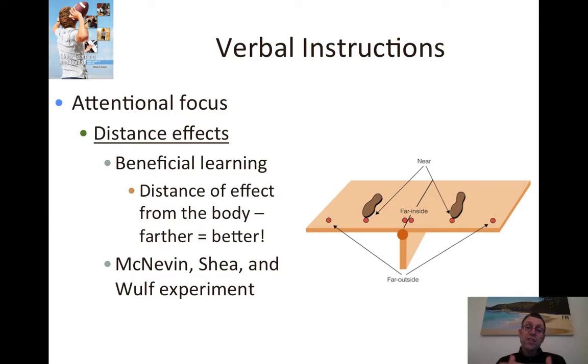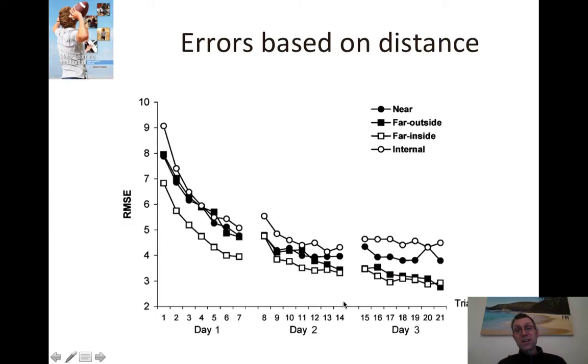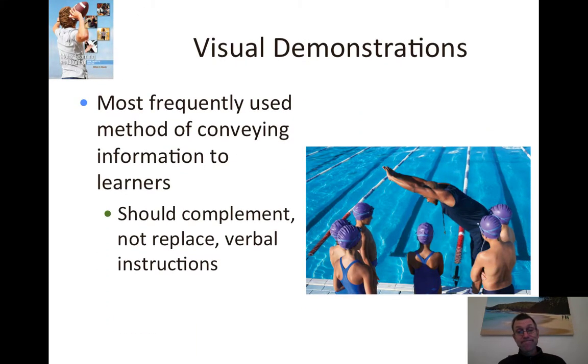In this McNevin and Shea research, they had a balancing board, and they had different areas of verbal instruction having subjects focus in different areas: far outside, far inside, and near. At the conclusion of the study, the two far areas of focus had the least number of errors, and that's what you're looking at for success here. So the conclusion is, the farther away you focus, the better the learning. Good stuff.